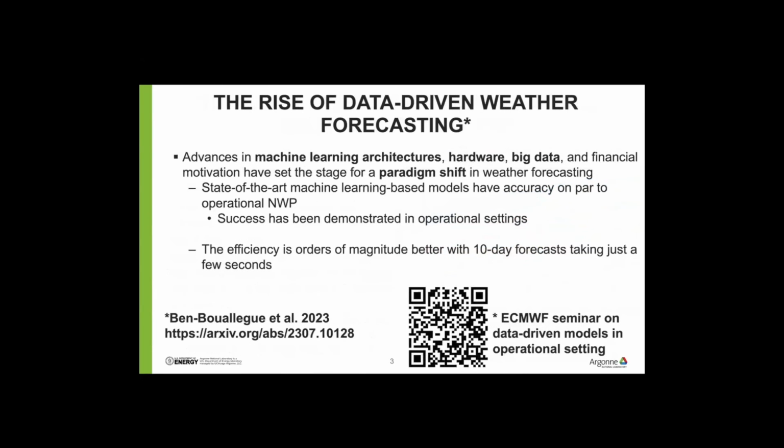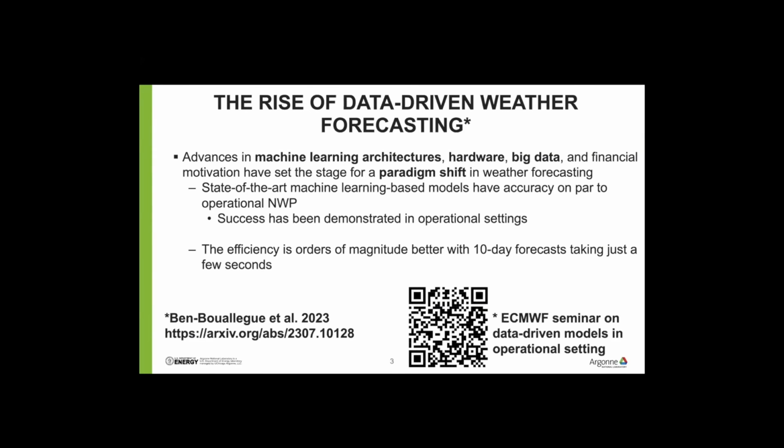But AI has really changed a lot of this. So this quiet revolution has become actually quite loud over the last 5 years. With advancements in machine learning architectures like transformers, the availability of hardware, such as machines that we host at ALCF, as well as large quality data, and the ability to scale to these large data, which a lot of it has come from large language modeling and has moved to other fields, as well as financial motivations, has really set the stage for a paradigm shift in weather forecasting.